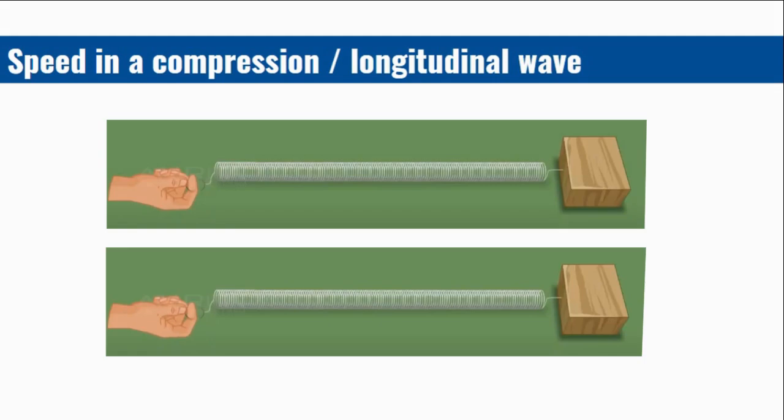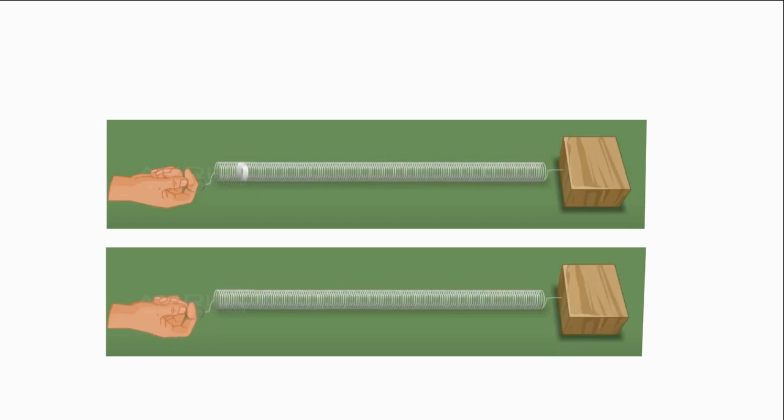And lastly, speed in a compression wave is simply how fast a wave moves through the medium. So in this case, the speed of the wave in the slinky at the bottom is faster than the speed of the wave in the slinky at the top.